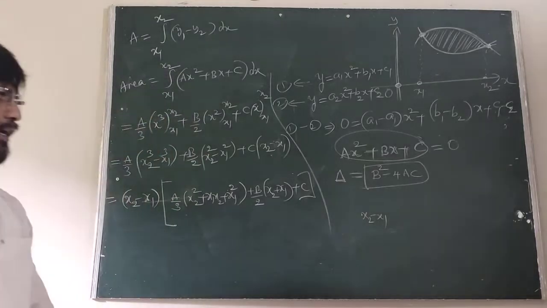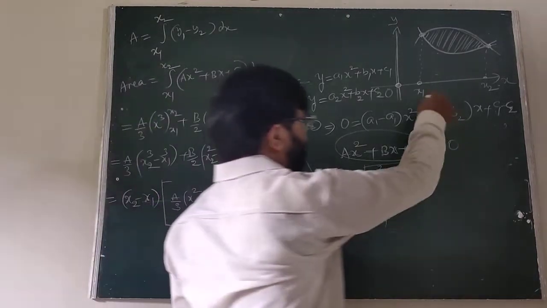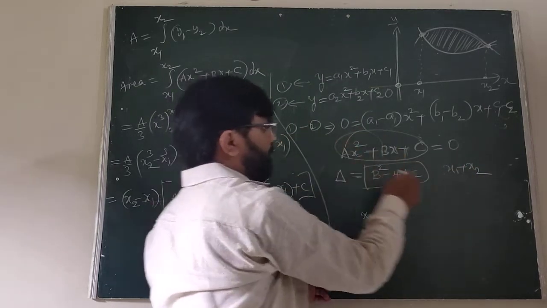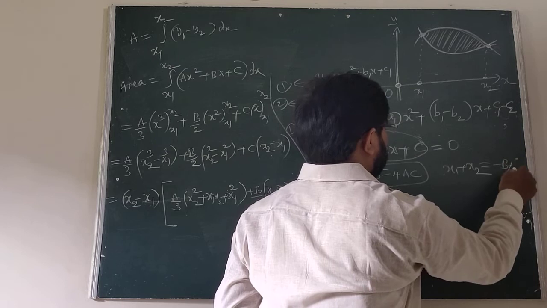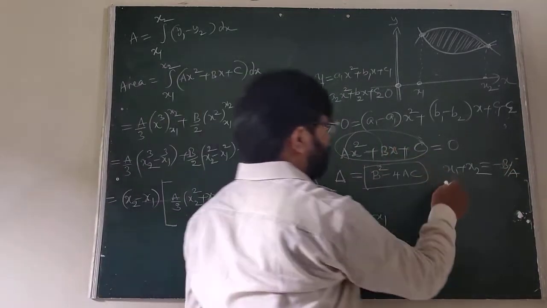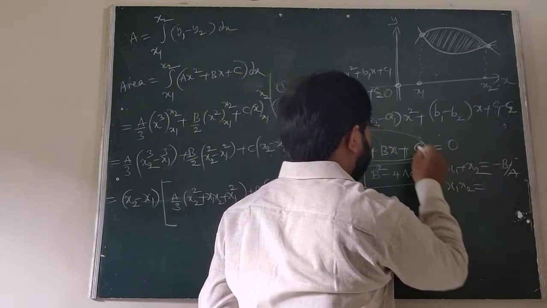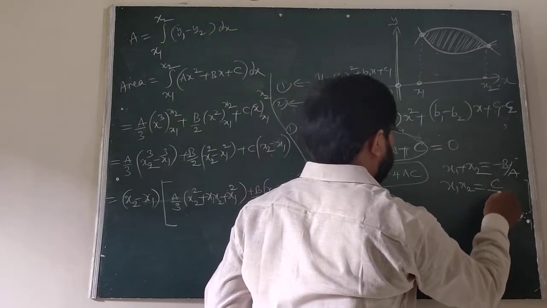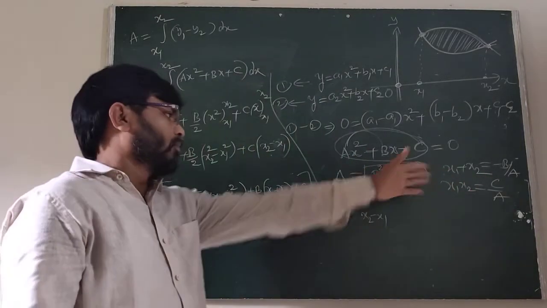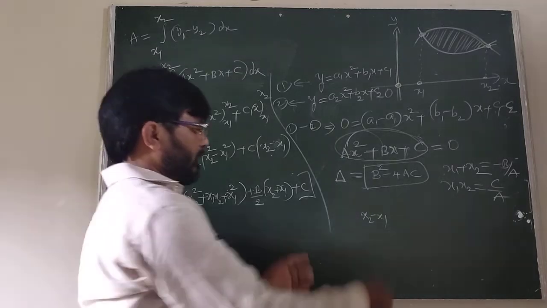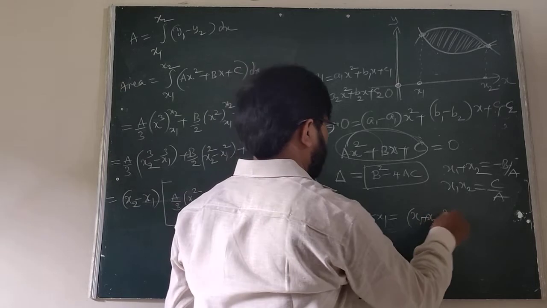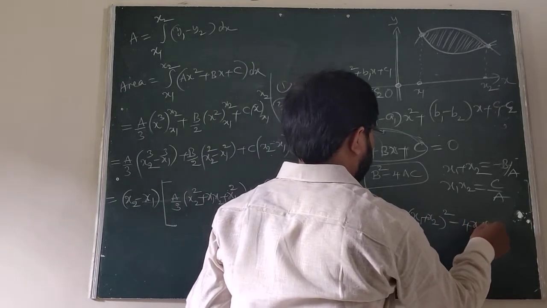Here we can observe this is the quadratic equation having the roots x1 and x2. The sum of the roots x1 plus x2 is minus b by a. The product of the roots x1 into x2 is c by a. Now x2 minus x1 can be written as the square root of (x1 plus x2) whole square minus 4x1x2.